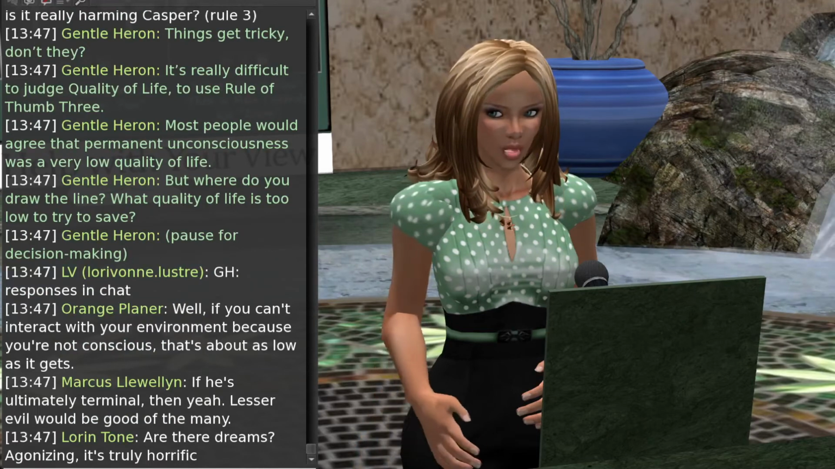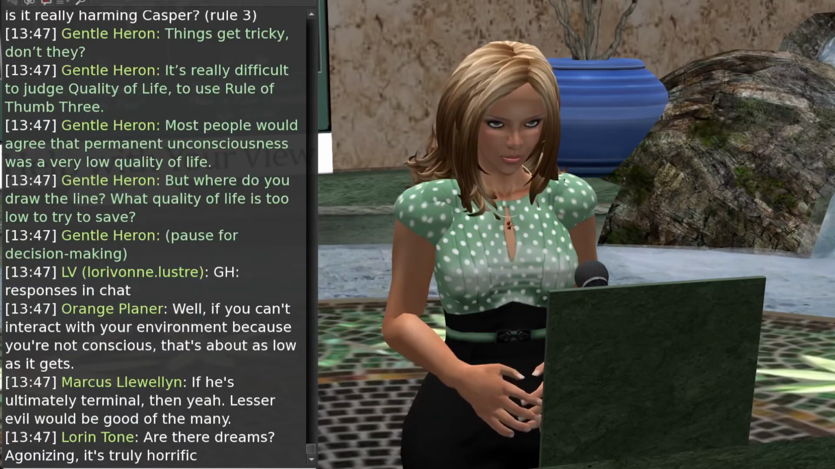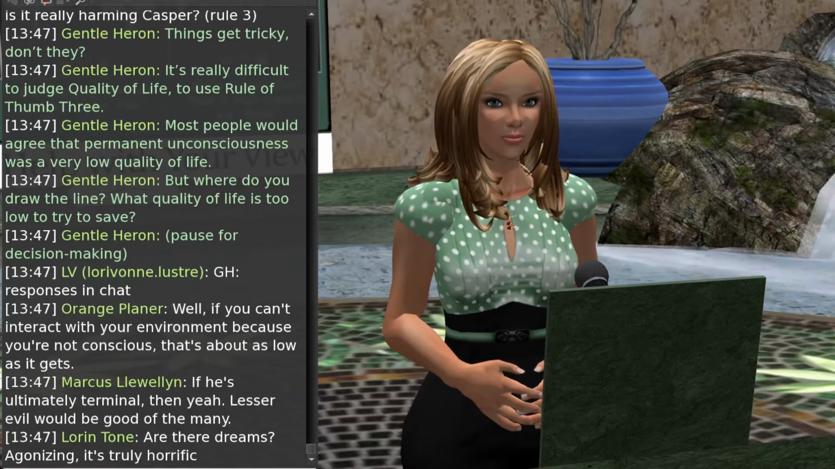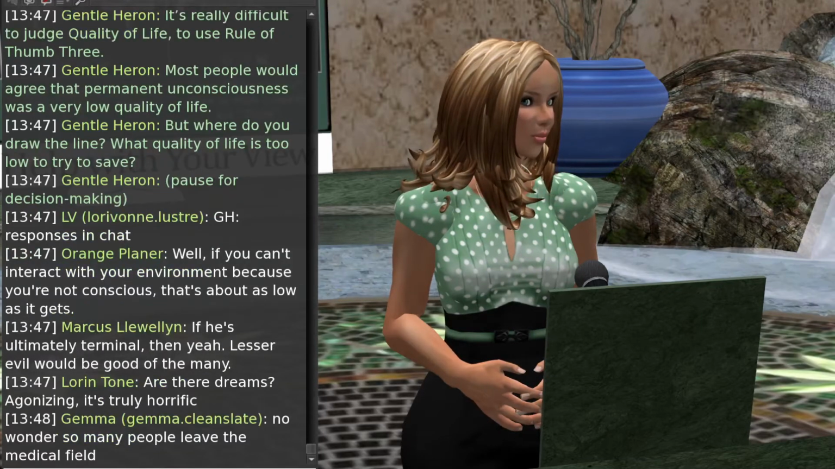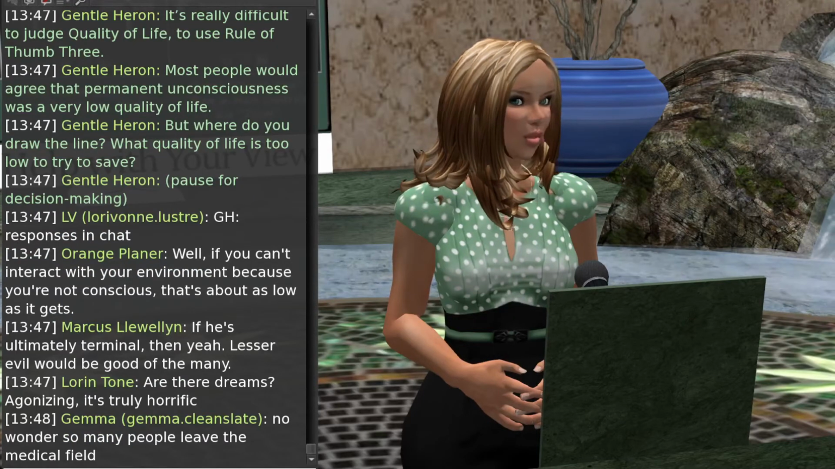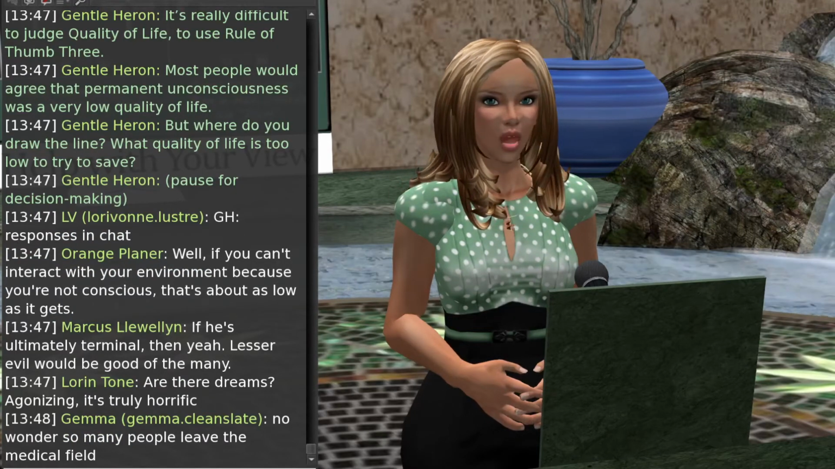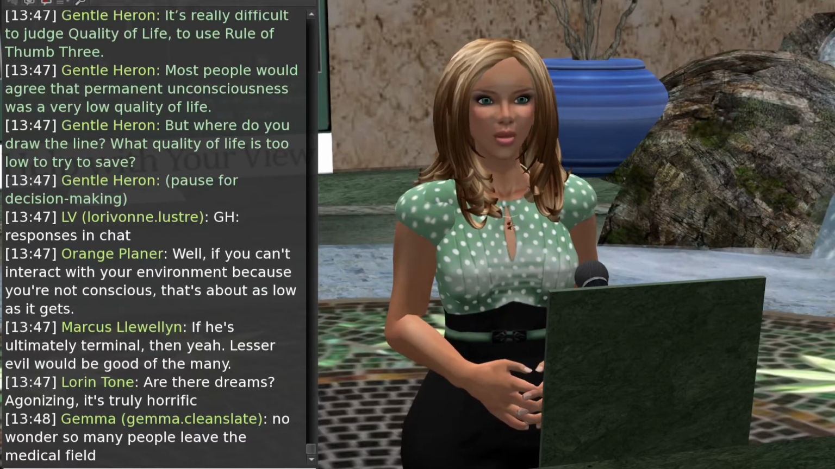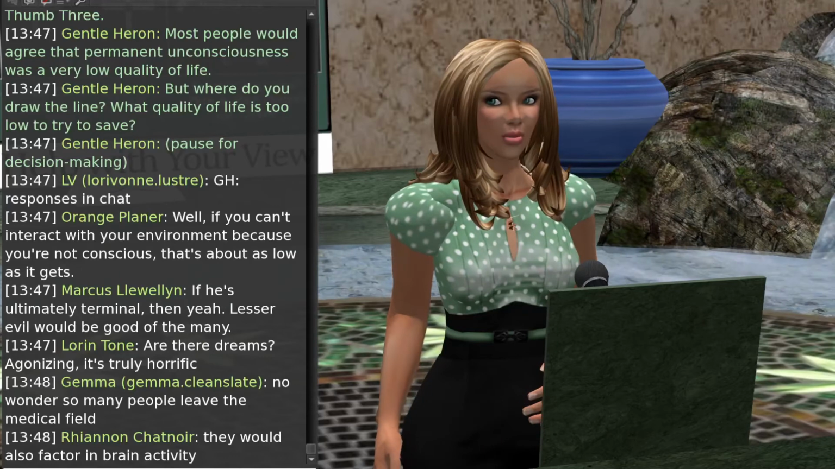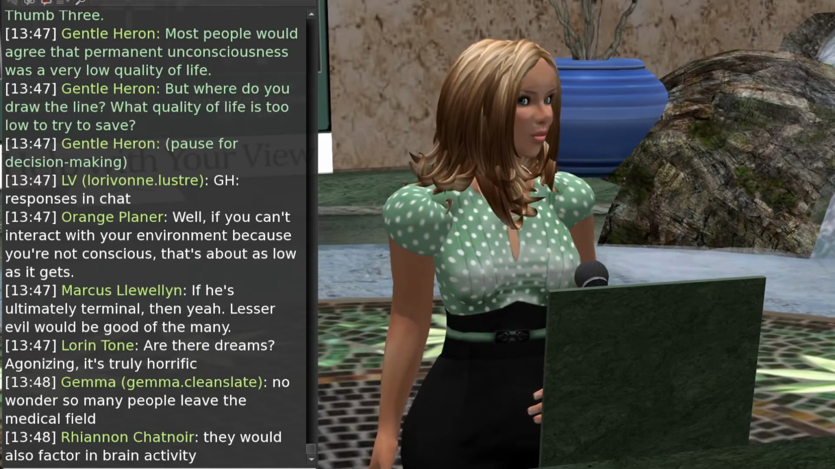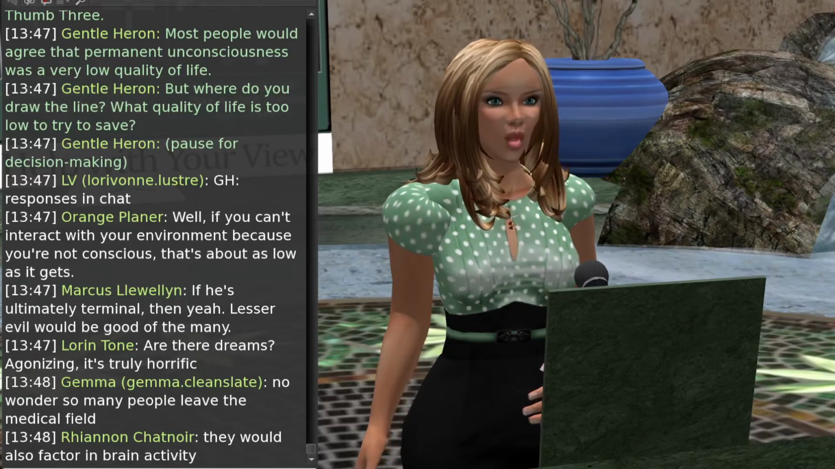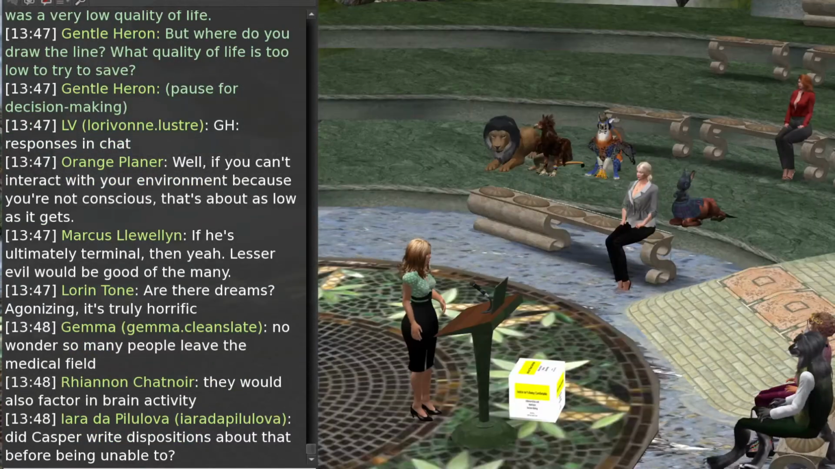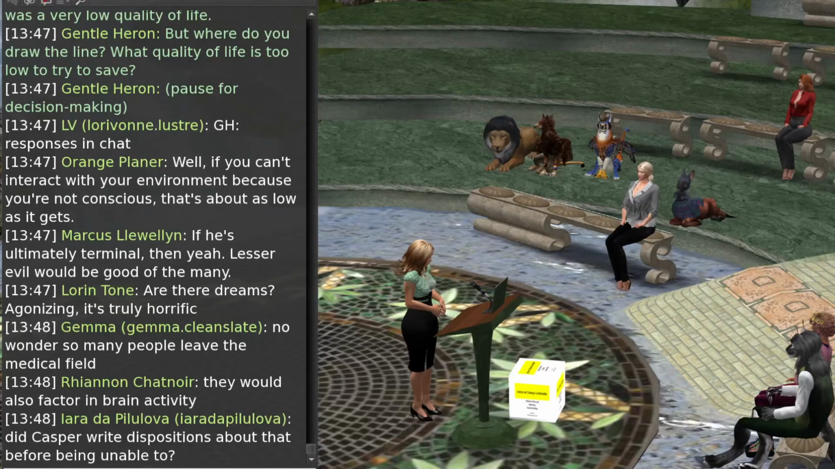Orange says if you can't interact with your environment because you're not conscious, that's about as low as it gets. Marcus says if he's ultimately terminal, lesser evil will be good of the many. Lauren wants to know if there are dreams. Agonizing, it's truly horrific. Jim has come to the conclusion, no wonder so many people leave the medical field. Rhiannon reminds us we can also look at brain activity.